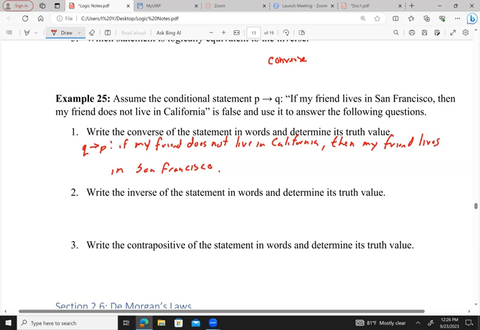Because you're looking at this statement, is it true? It doesn't seem true, because if you live in San Francisco, you have to live in California, but we're going by the original being false. And the converse is not equivalent to the conditional. So if the conditional is false, that's what we're told, then this is true.